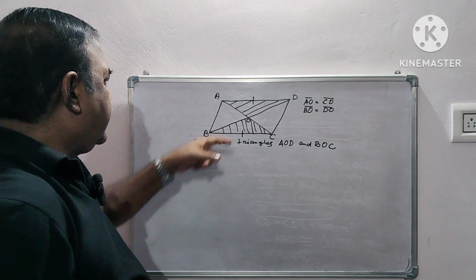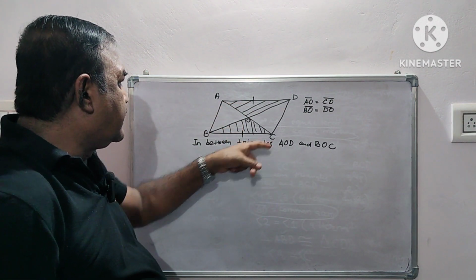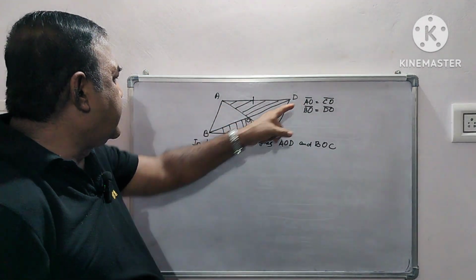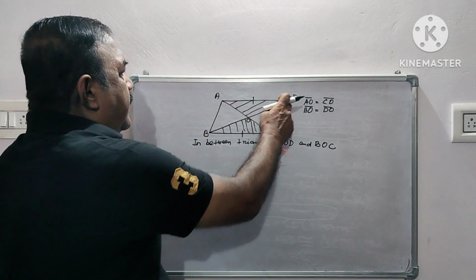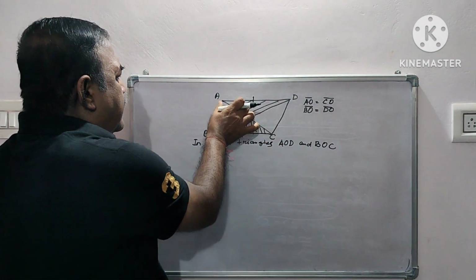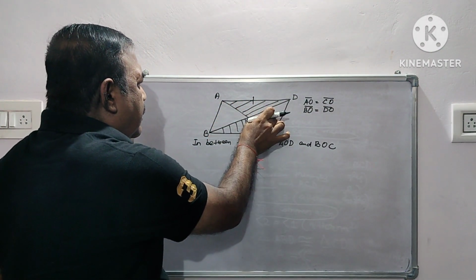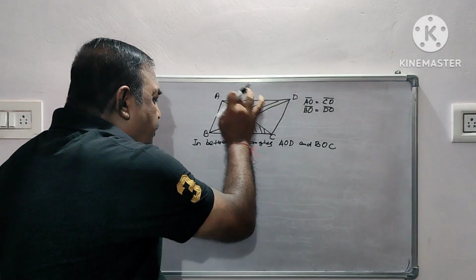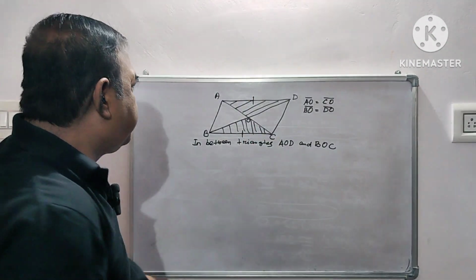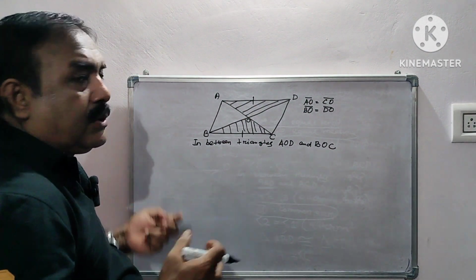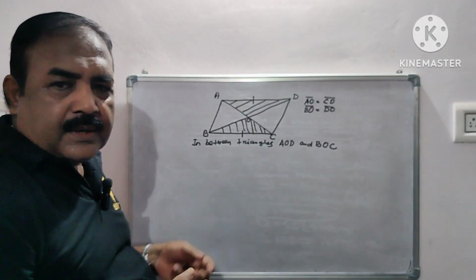Because you see, in both these triangles, these line segments are present: AO, CO, BO, DO or OD. These sides, what we will have to prove, are present in two triangles. So we have to make them congruent. Further we will see whether they are congruent or not. If they are congruent, then the matter is over.